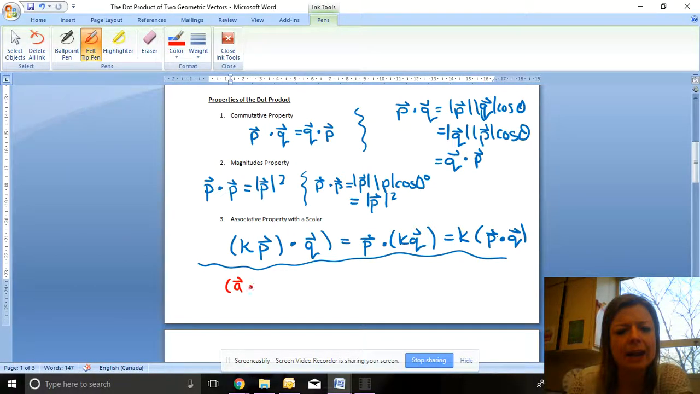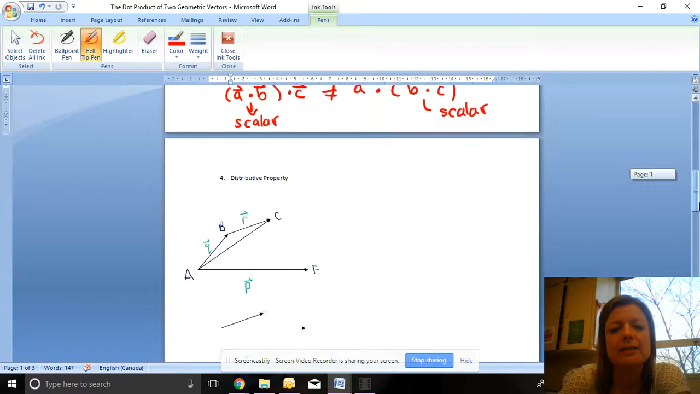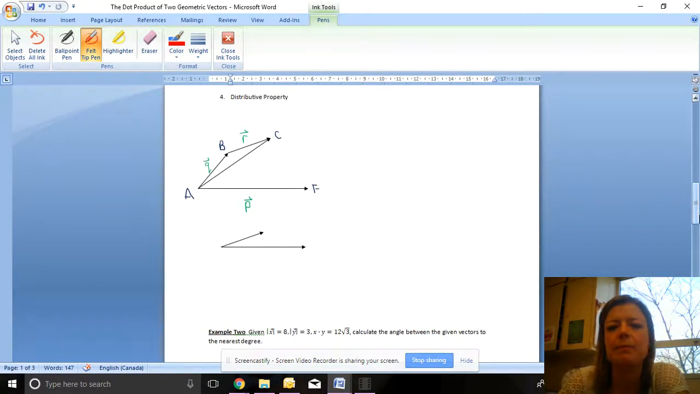If you have A dot B dot C like that, this does not equal A dotted with B and C like that. That's because this result is a scalar. So you get whatever scalar out of here, dotting with C, and this would be a different scalar. So it doesn't work. You also can't dot a scalar with a vector. It doesn't make sense.